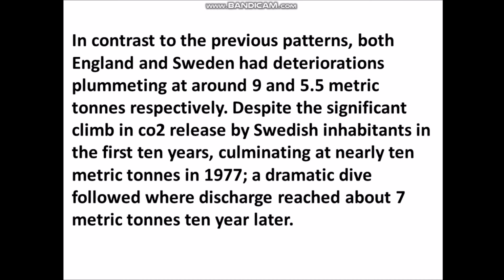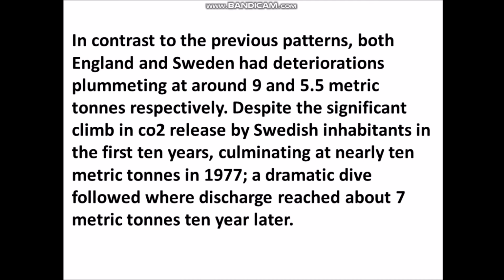In contrast to the previous patterns, both England and Sweden had deteriorations plummeting at around 9 and 5.5 metric tons respectively. Despite the significant climb in CO2 released by Swedish inhabitants in the first 10 years, culminating at nearly 10 metric tons in 1977, a dramatic dive followed, where discharge reached about 7 metric tons 10 years later.